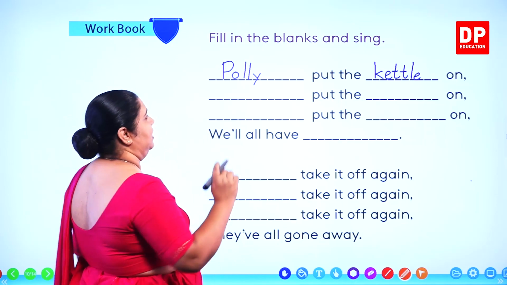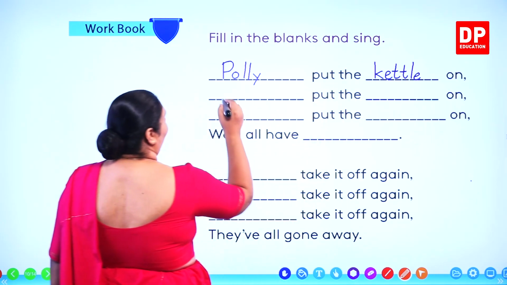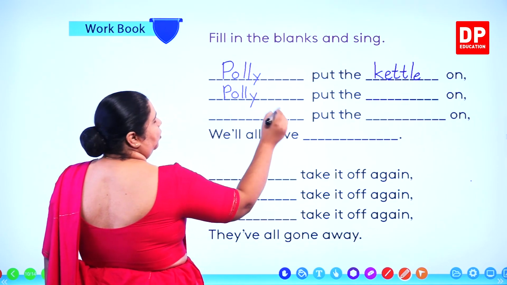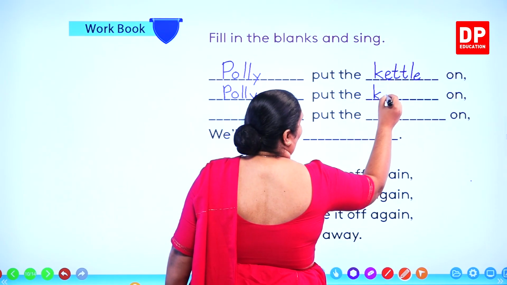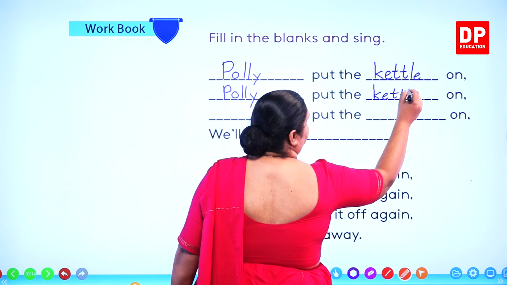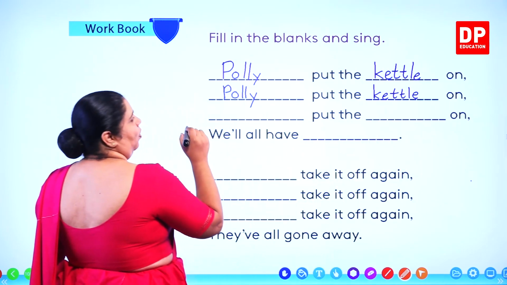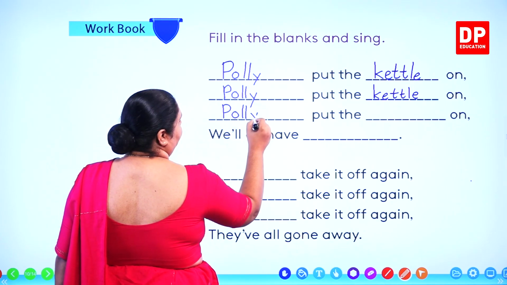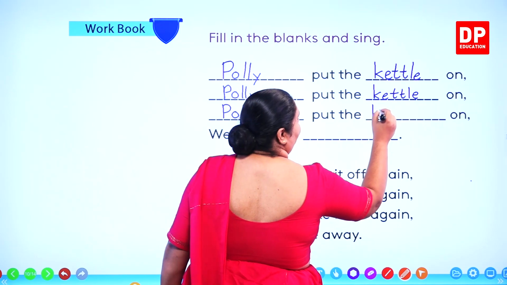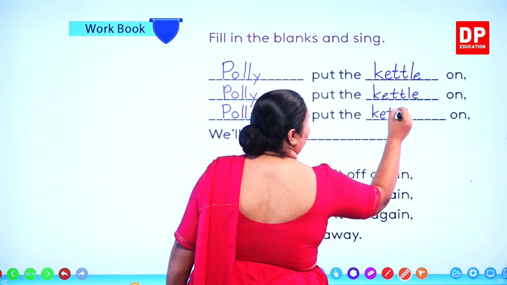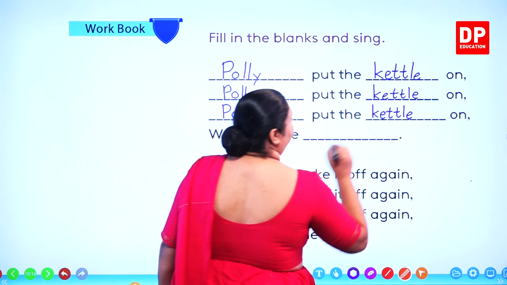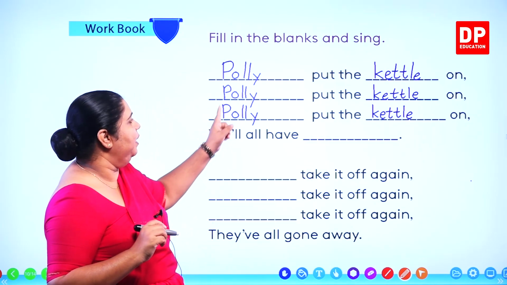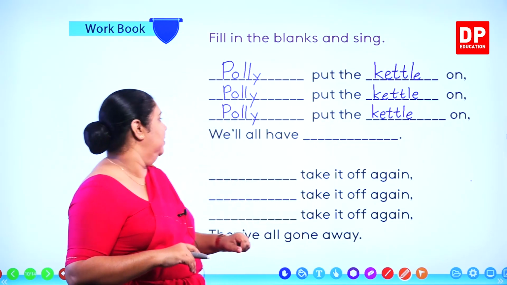That is how our song went. Polly put the kettle on. Again, you must write. Polly put the kettle on. Here we have written it 3 times.